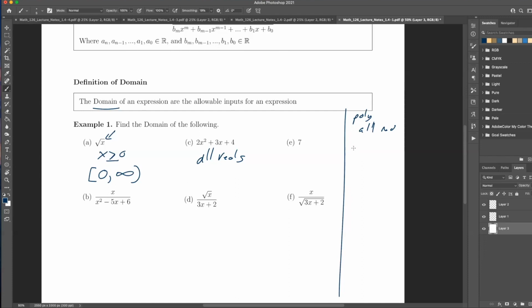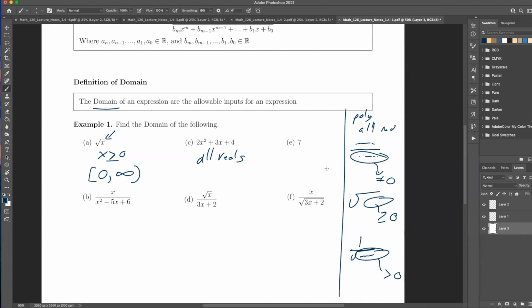If I have a rational expression, let me just draw it this way. So if I have stuff up top, stuff down below, this down below cannot equal 0. So if I have a rational expression, the bottom can't equal 0. If I have a square root, whatever is here has to be greater than or equal to 0. And then if I have 1 over a square root, whatever is here has to be strictly greater than 0.